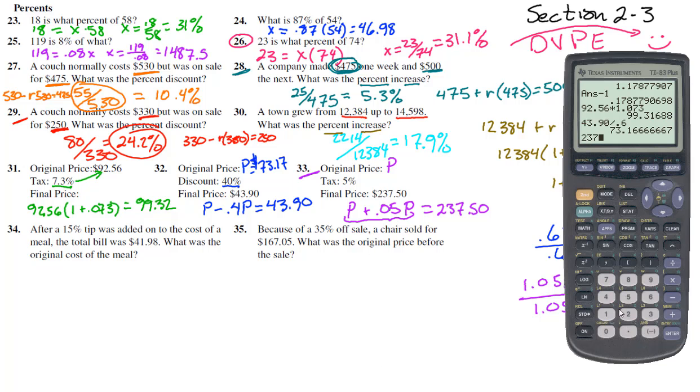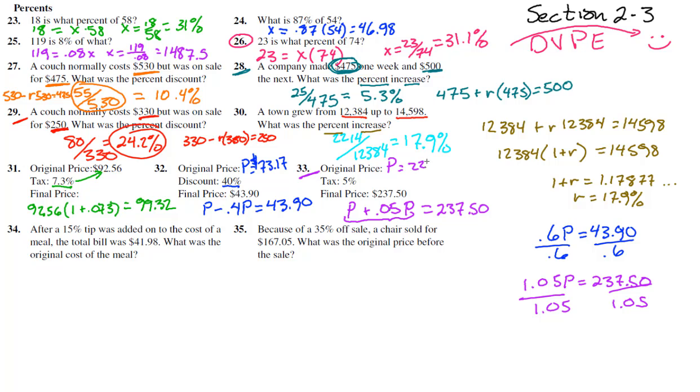237.50 divided by 1.05, and we get 226.19. There we go, 226.19. Number 34, after a 15% tip was added.